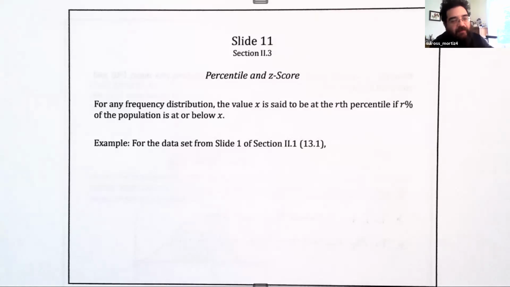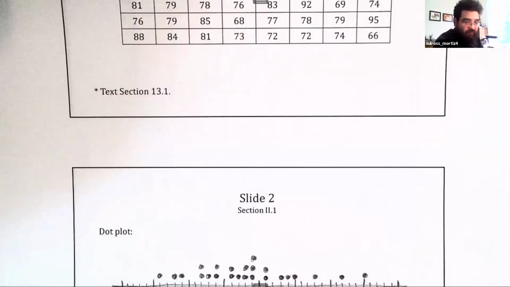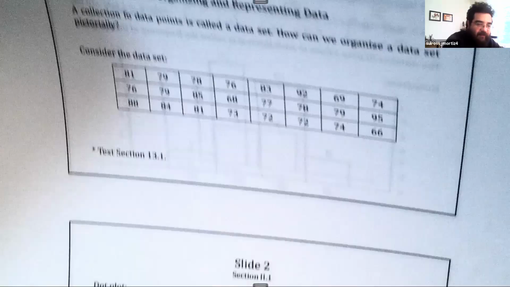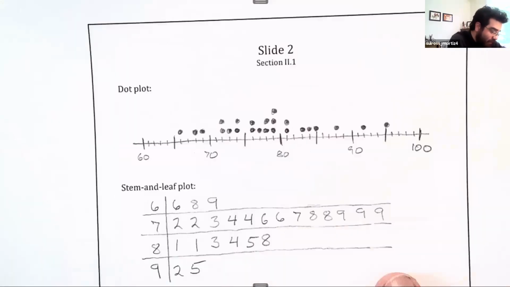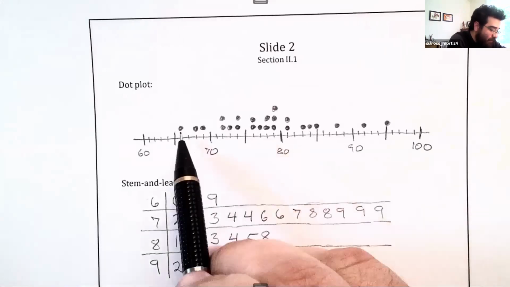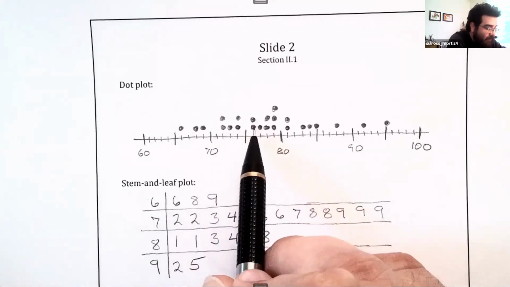For example, let's talk about the data set from slide 1 of the first section again. And let's just pick a score at random. Let's say 76. So when I look at the data, I have to look at it in order, and the dot plot could help me do this. 76 is right here. There are two 76s. I see 1, 2, 3, 4, 5, 6, 7, 8, 9, 10. 10 scores that are at or below 76. The total number of scores is 24.